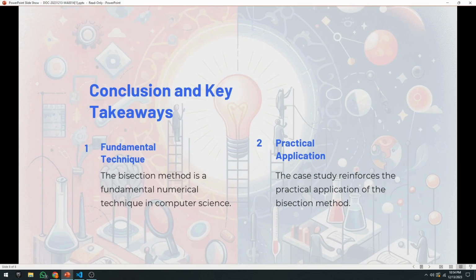The first is simplicity. The bisection method is a simple and robust numerical technique for finding the root of a function within a given interval. Another key takeaway is that it's a bracketing method. As we know, it requires an initial interval where the function changes sign.